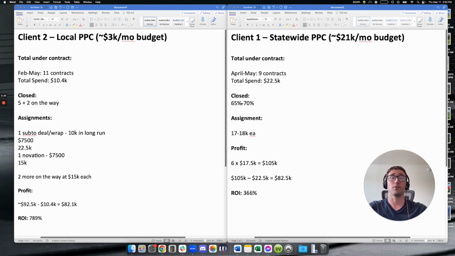They usually close about 65 to 70% of the properties they get under contract, and their average assignment fee for those is anywhere from 17 to 18,000. So they've got nine contracts. They're probably going to close six out of those. If they close six at 17.5, they'll make 105 grand. That'll be about 82.5 thousand in profit, which is a 3 to 4x ROI.